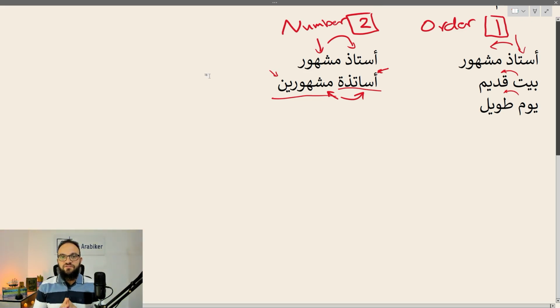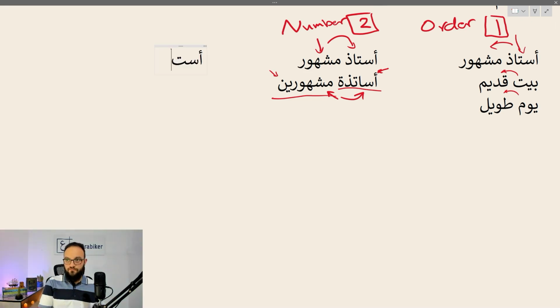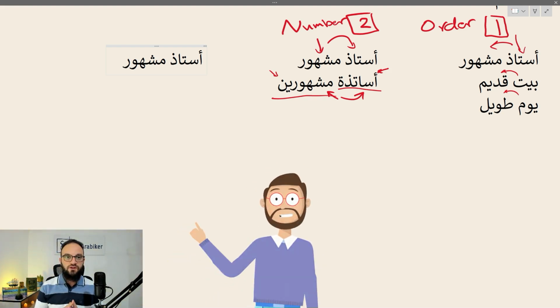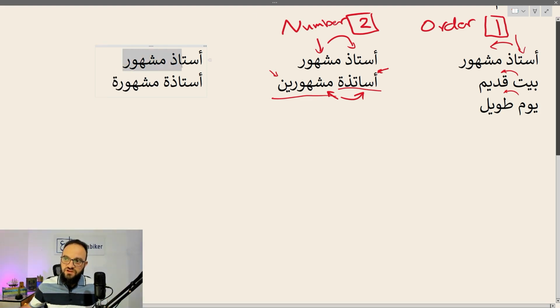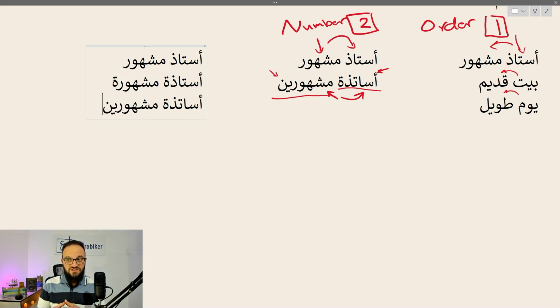Now, let's take a look at these four examples. Ustad Mashhur, our famous teacher, is with us all the way along. Sorry for that. A famous teacher. And Ustada Mashhura. By the way, this one is Ustad Mashhur, a male famous teacher. And this one here is a female famous teacher. And Asatida Mashhurin, male famous teachers. And Ustadat Mashhurat, female famous teachers.